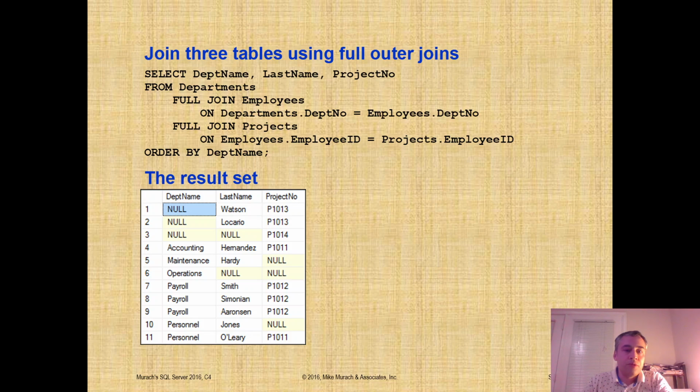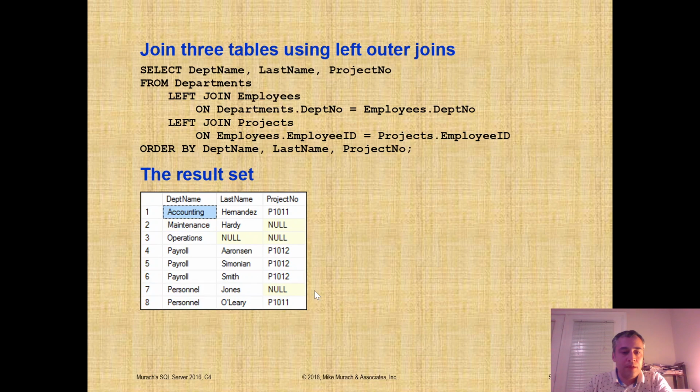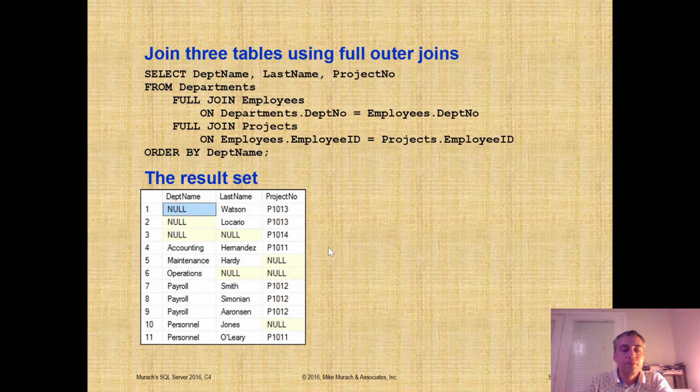We can join 3 tables using full outer joins, and definitely there are differences. I think even the size of this table is bigger. Since it's a full join, we keep, for example, project number 1014, which doesn't have anyone assigned to it, but since it's a full join, it gets null values from the corresponding columns.